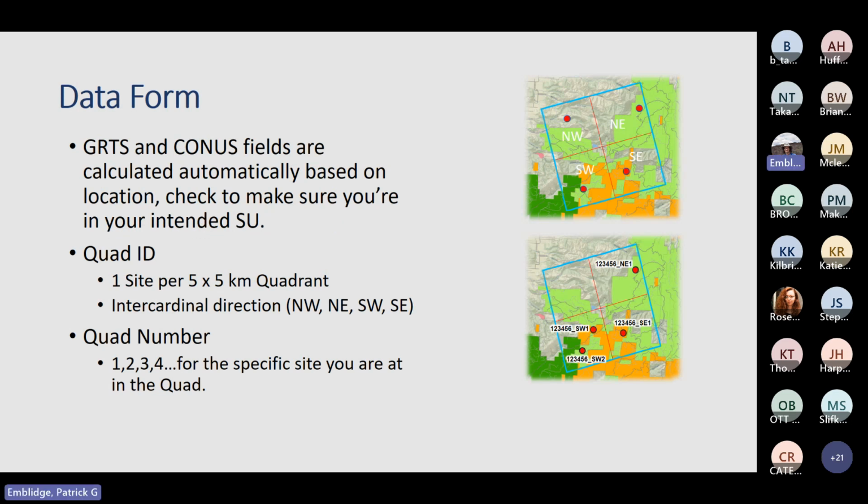This year we've edited it so that when you create a location, the GRTS and CONUS ID fields for the sample units are automatically calculated, so you won't be entering that anymore, but you'll enter the quadrant, the inner cardinal direction of the quad that you're in, and the quad number, which is the site location that you're surveying. So if you're resurveying a green resurvey point, you'll enter the same quad number as that existing point. And if you've moved to a new site, you'll just use the next sequential number from the resurvey site.